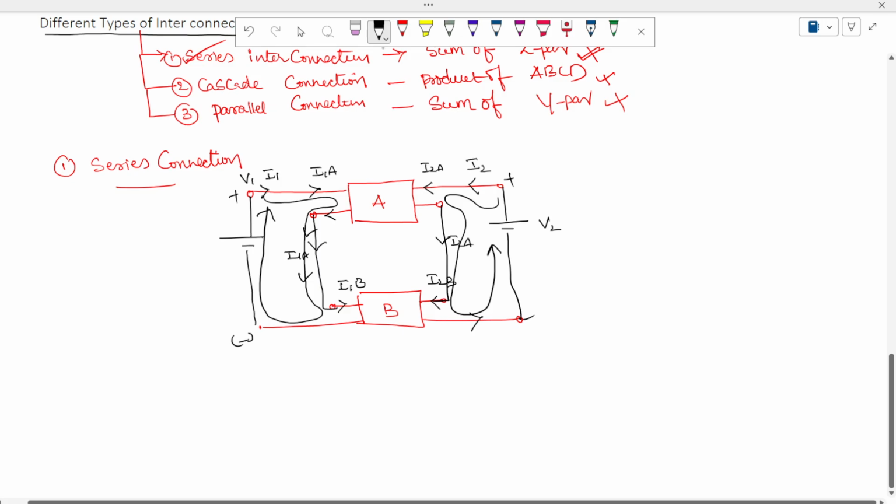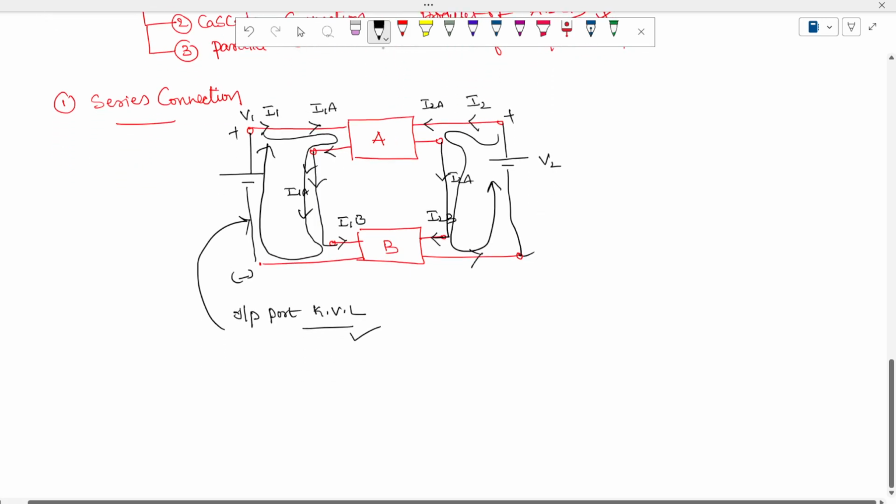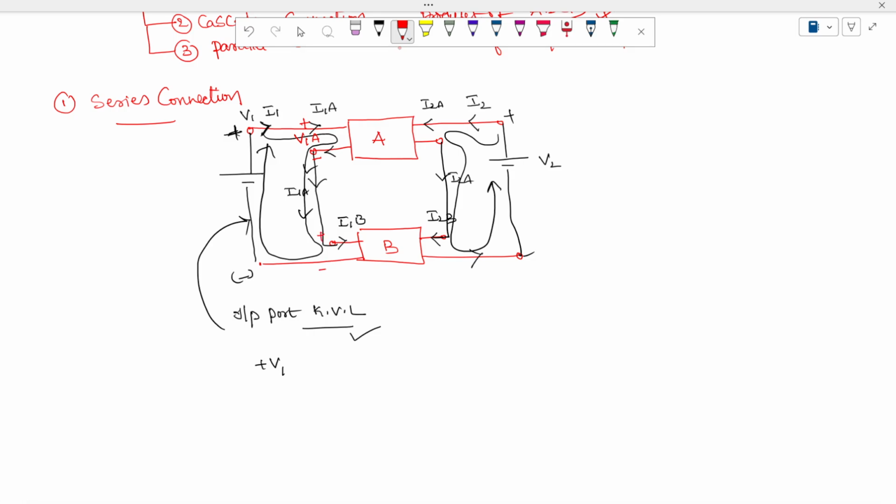For voltage and current at the input port side, we try to apply Kirchhoff's voltage law. How to apply it: the voltage at this point is positive and negative, and this voltage I am going to write as V1A. The voltage at port B is likewise plus and minus, and we write it as V1B. Here the voltage at output port A I am going to write as V2A, and the voltage at port B as V2B.